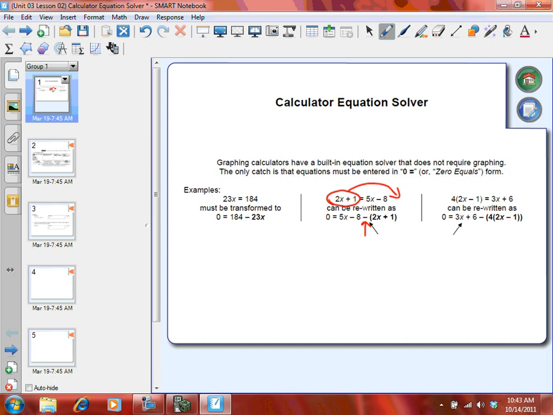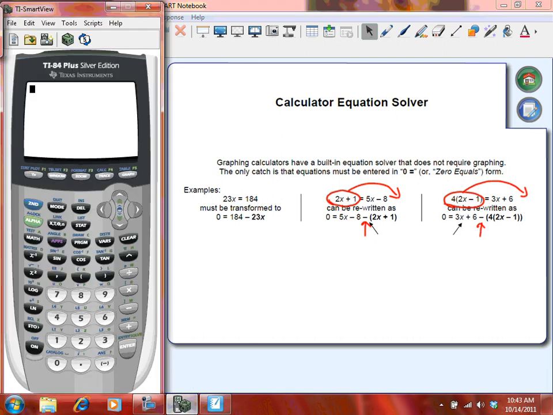Same thing on this last one here. I can't use the equation solver yet because it's not equal to 0. So we're taking this whole left side and moving it to the right, and we're doing that by using subtraction. So remember, in order to use the equation solver, it's got to be equal to 0 first. So let me show you how this is going to work.